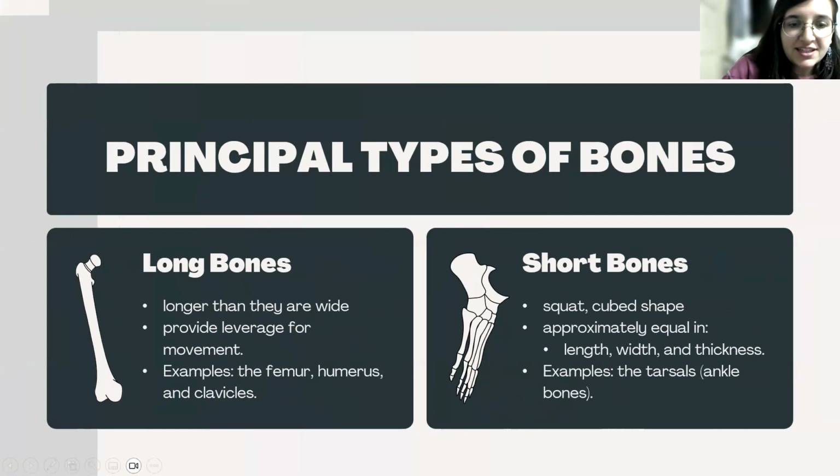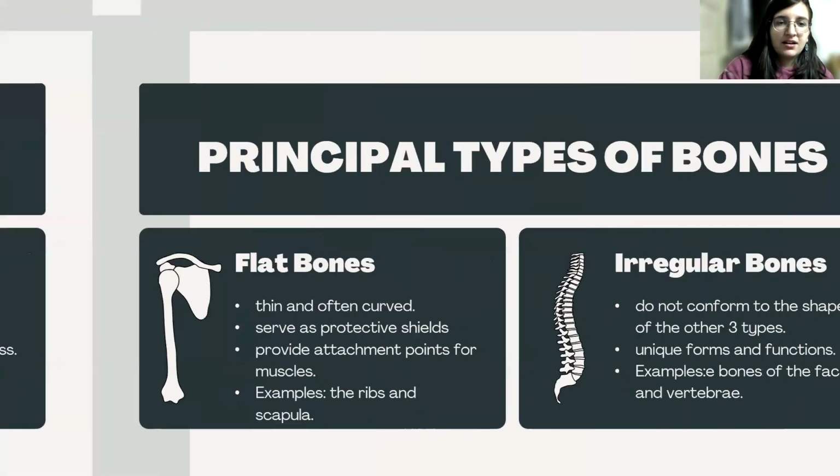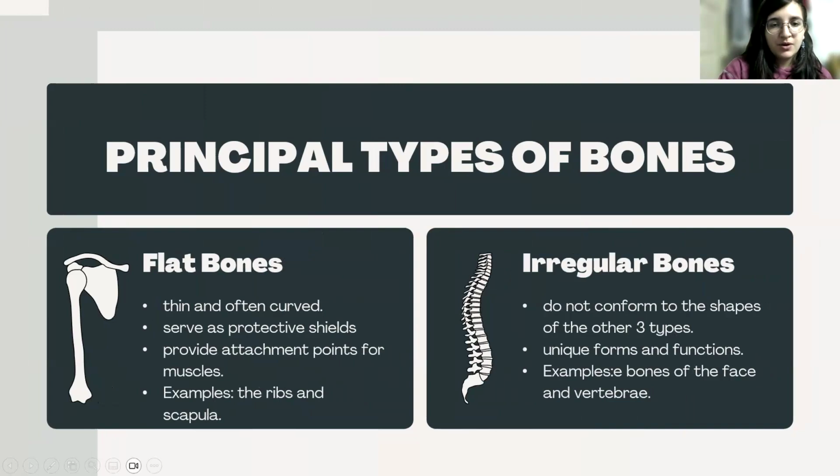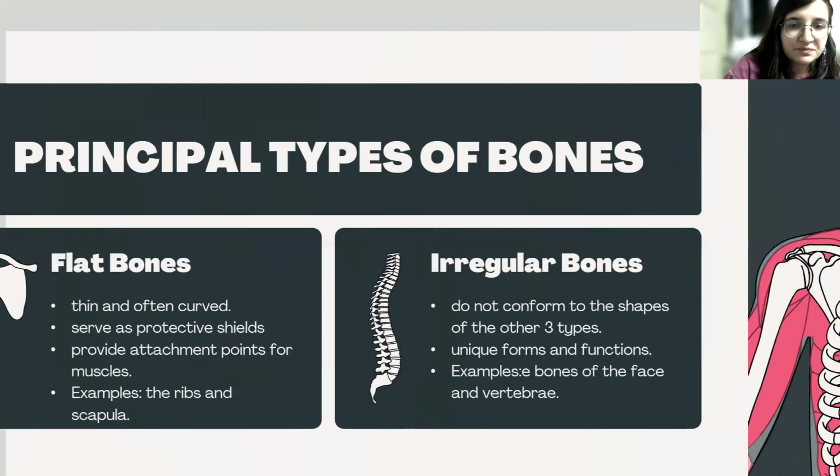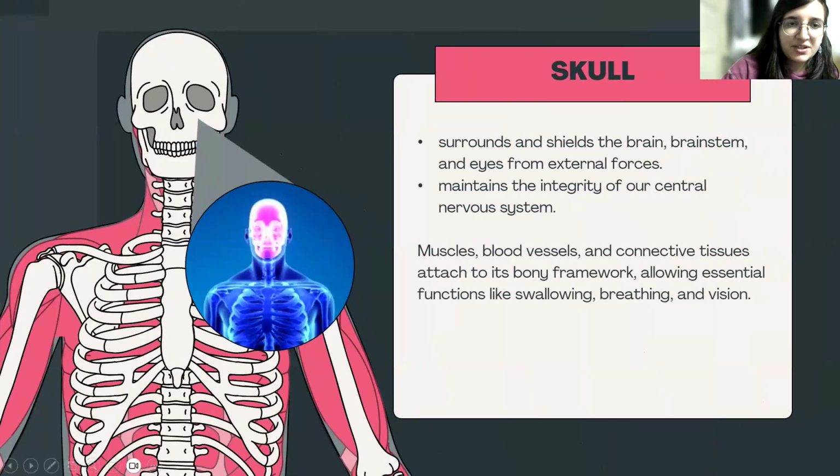Okay, so just in summary, we studied what the skeletal system is all about. We studied the different types of bones, long bones, short bones, the flat bones like the ribs, irregular bones, like those in your vertebrae. And we went deeper. So we started from the top. We studied how the skull is there to protect your brain and how it gives a shape to your body, and also how muscles and blood vessels and connecting tissues attach to this bony framework so that we can perform certain functions like swallowing, breathing, vision.